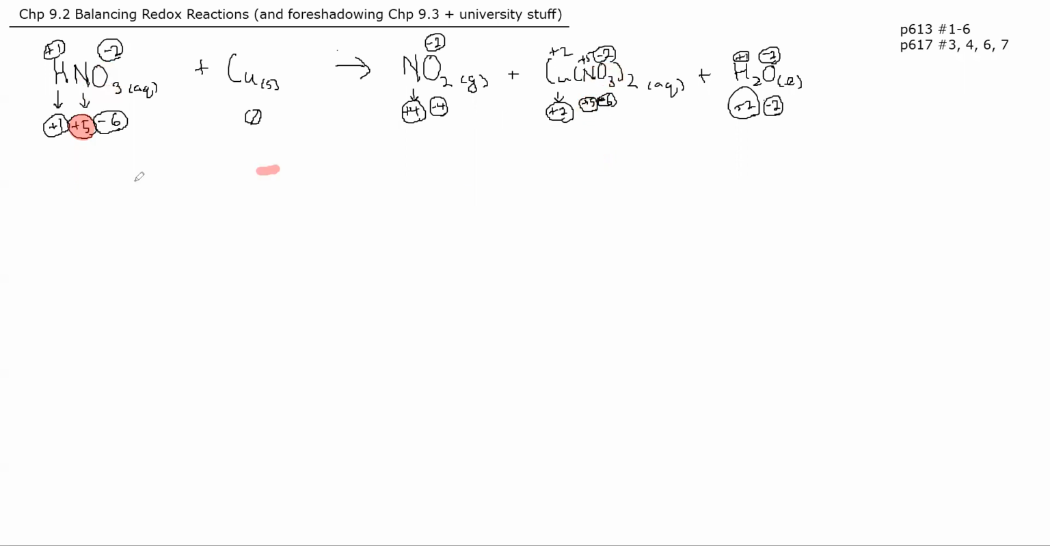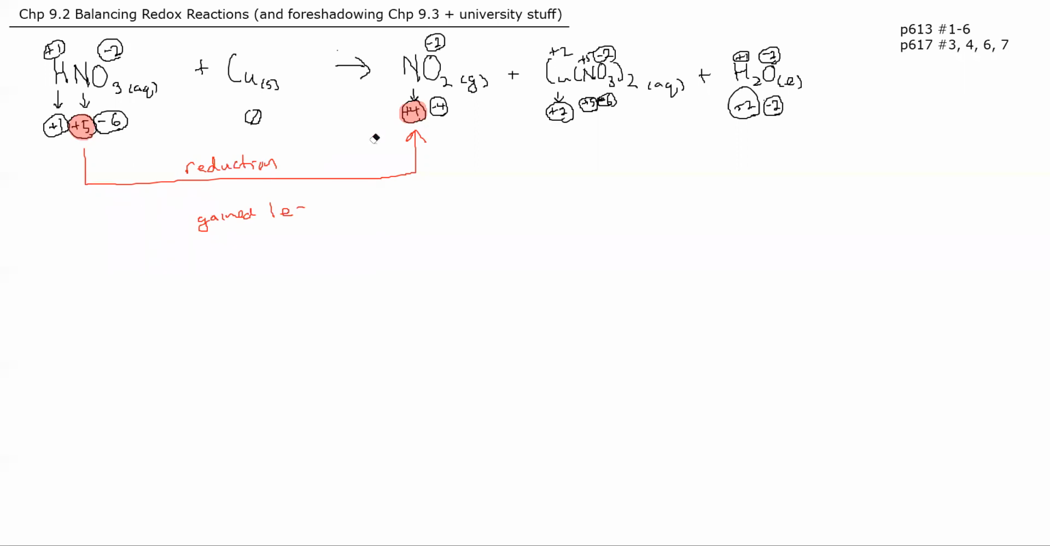Here is where it gets a little funky. Nitrogen here is a +4. It used to be a +5. It became a +4. What does that mean? Is this a reduction or an oxidation? Going once, going twice. This is a reduction. And I gained 1 electron. Okay, the number was reduced and I gained 1 electron.